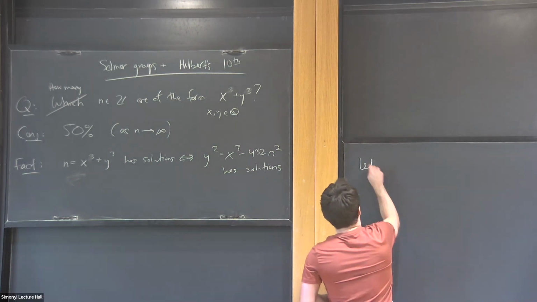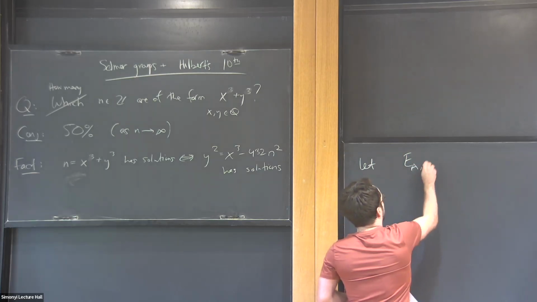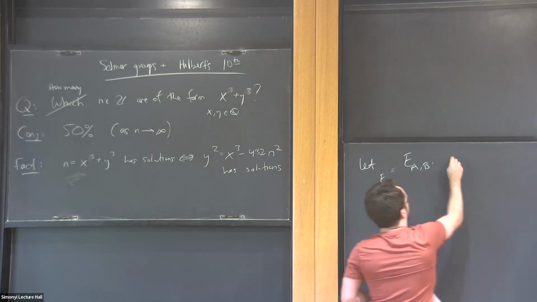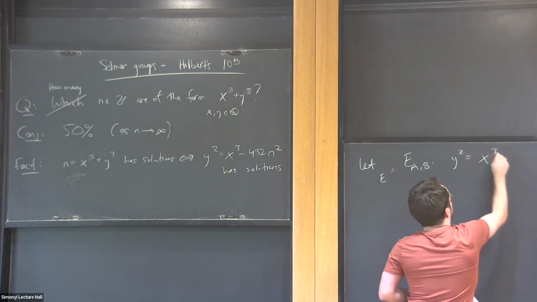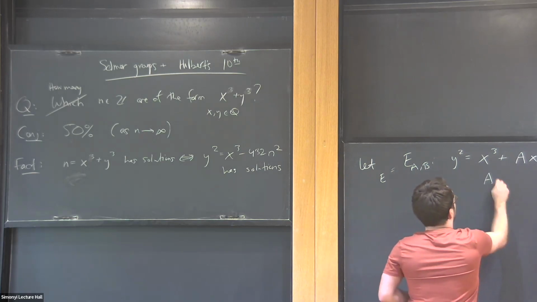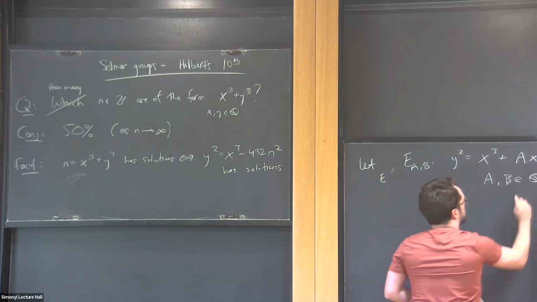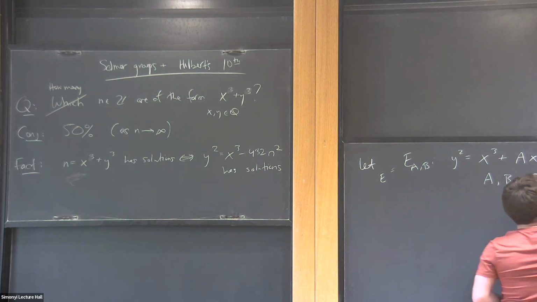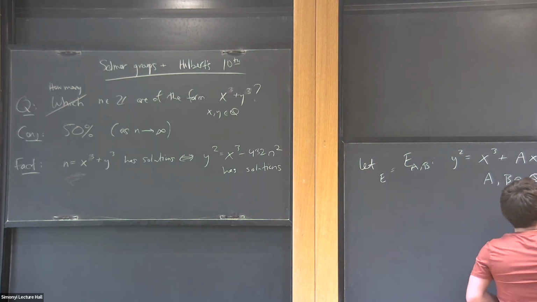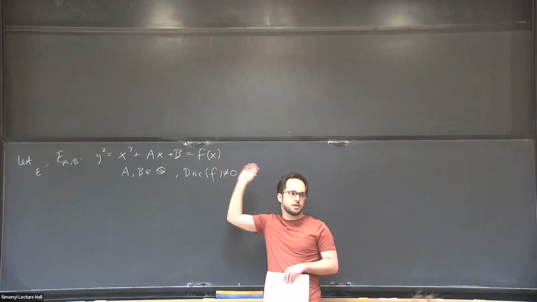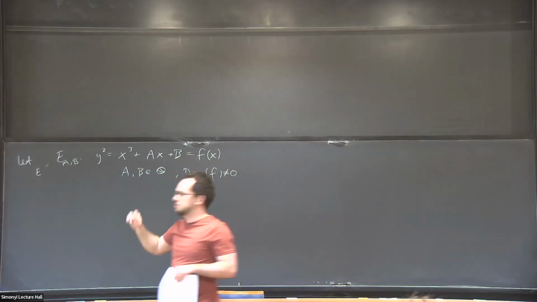So more generally, E_{A,B} depends on two parameters, be an elliptic curve. So here, A and B, these are rational numbers. And let's call this cubic polynomial f. And I want to assume that the curve I get is smooth. So I assume that the discriminant is not zero. So it means that the cubic polynomial has three distinct roots in the algebraic closure.